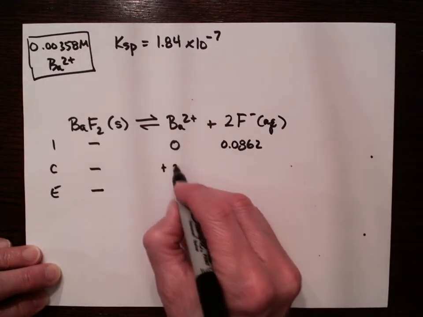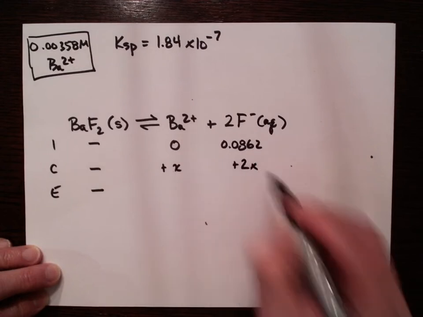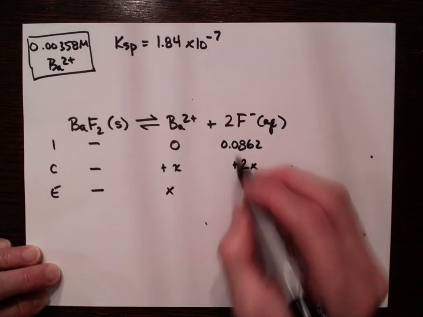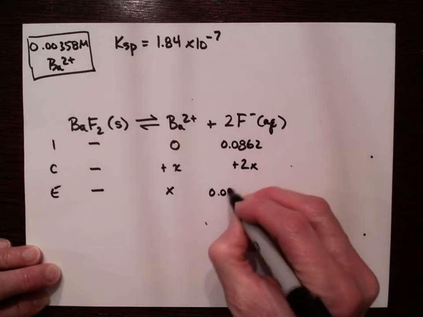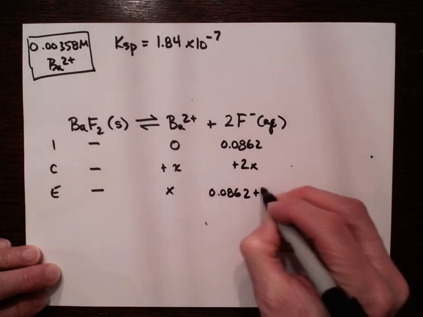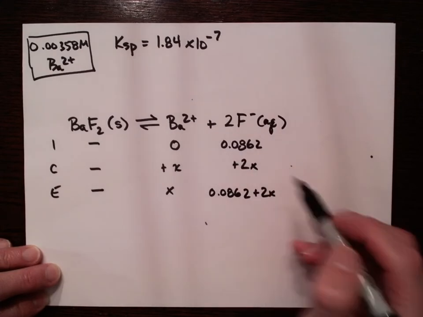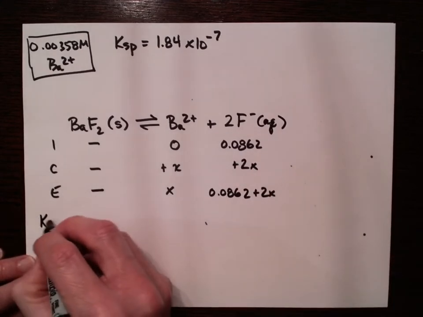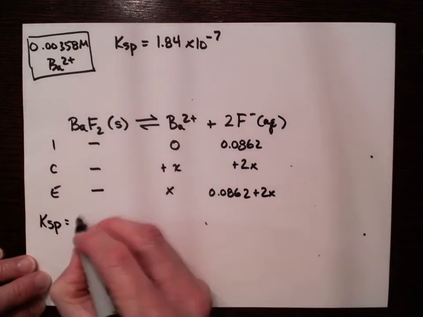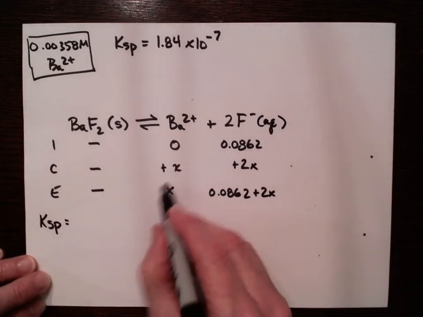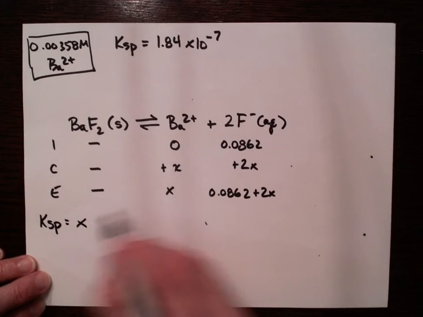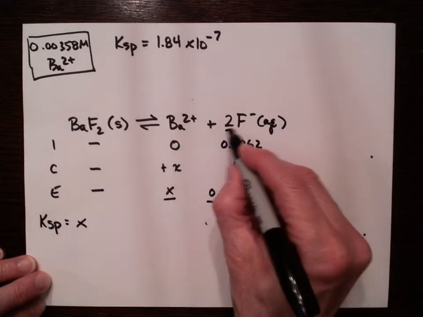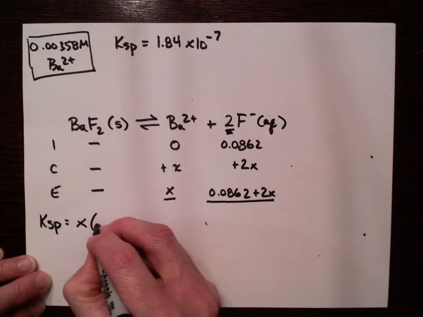Nevertheless, some barium will dissolve, twice that amount of fluoride will dissolve, and at equilibrium we will have x amount of barium, and we will have 0.0862 plus 2x amount of fluoride. I can write my equilibrium expression, Ksp. That's going to be my barium concentration. I hope you're okay with me just writing that's equal to x at equilibrium. I hope you're okay with me writing this squared at equilibrium.